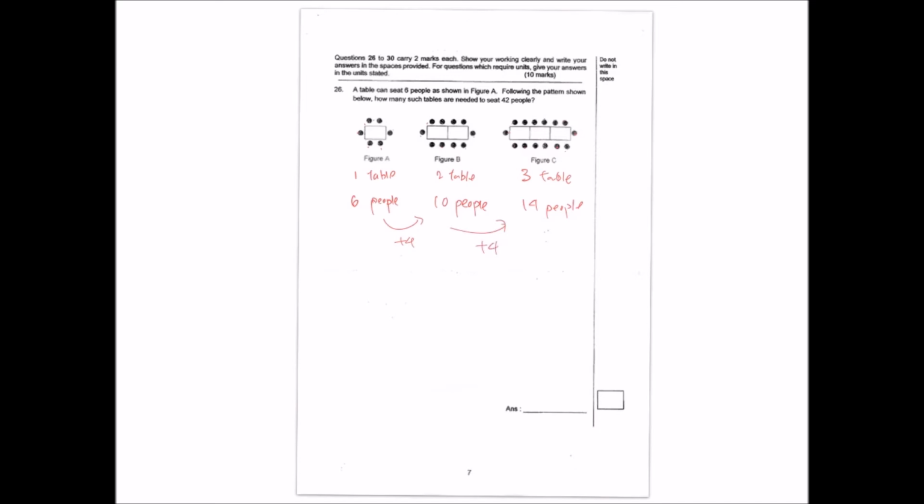Okay, how many such tables are needed to seat 42 people? So we make use of the last one because it's the largest one. And therefore we take 42 minus 14 to find 28. So I need one table to feed 4 people. So 28 divided by 4 is another 7 tables. But don't forget to add on to the already 3 tables, which is a total of 10 tables. So how many such tables? The answer is 10 tables.